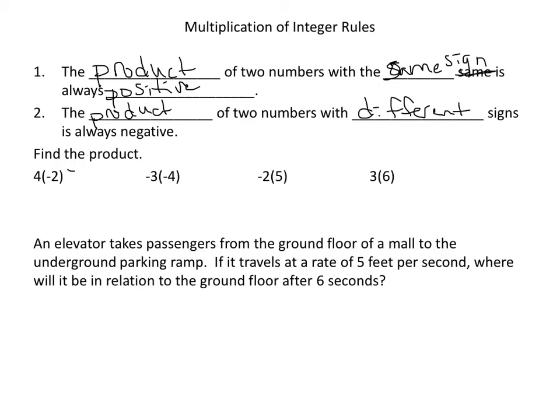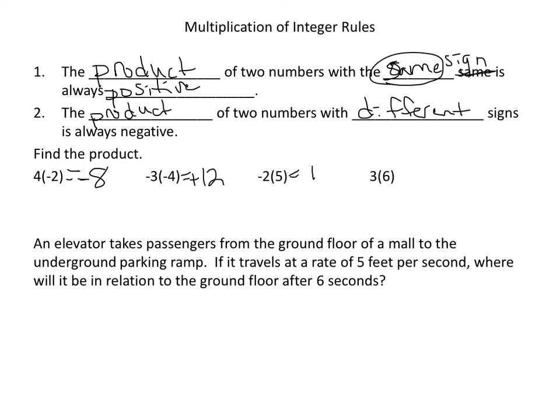So 4 times negative 2, we just do 4 times 2 is 8. There's a positive times a negative, so it's different signs, so it would be negative 8. Negative 3 times negative 4 is 12. They are both negative, so they have the same sign, so this would be positive 12. Why don't you go ahead and pause the video and try the next two on your own.